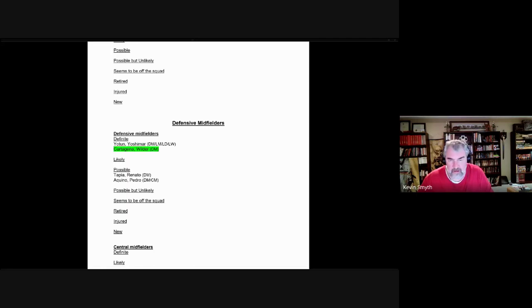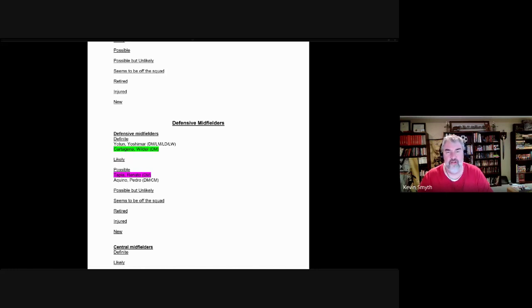Here we have two possible candidates, Renato Tapia. This is the player I talked about in section one, where we're not sure when he withdrew, but he did withdraw from the squad. We think it was from the preliminary squad, but he had been a possible candidate and withdrew. We'll presume it's from the preliminary squad because no one was called up to replace him, and they have 26 players. The other possible candidate is Pedro Aquino, and he was not selected for the squad.